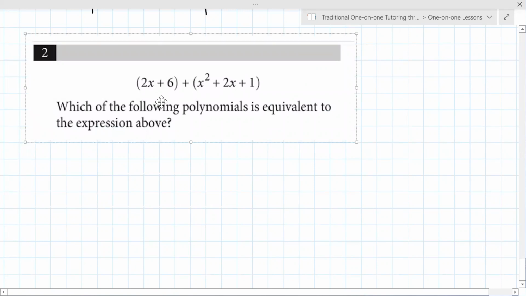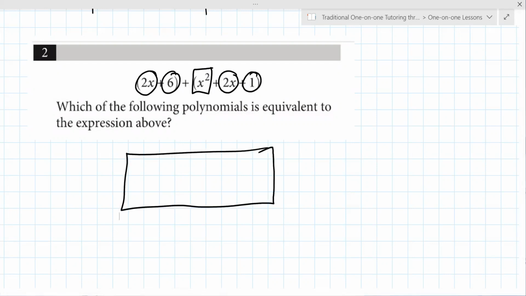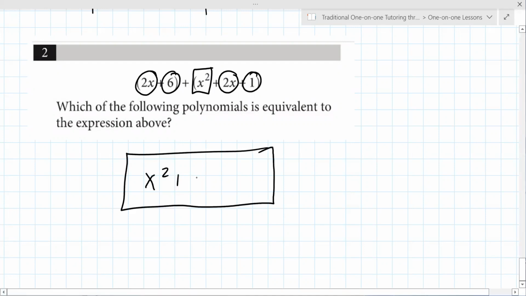So in this problem, you're just adding up these 2 polynomials. You're just combining like terms. You're combining the 2x with the 2x, the 6 with the 1. You cannot combine the x squared with anything because there's no other x squareds. So will you combine those and give me a final expression that would go in parentheses or in this box here? x squared plus 4x plus 7.